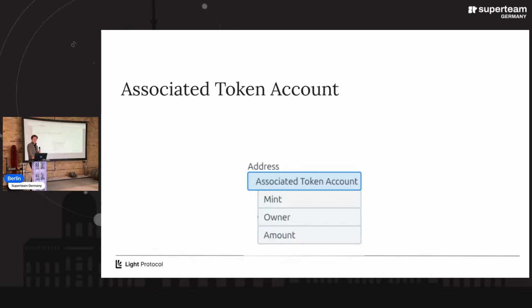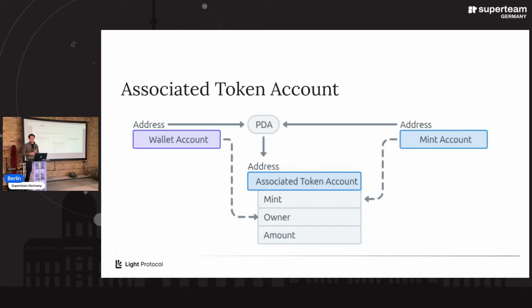Now, the associated token account has a similar layout to the wallet account which we saw earlier. It has a mint. The mint is another account, for example, if you have a token like USDC or similar, and you have the owner and the amount, of course. And the cool thing about the associated token account is it always tells the sender where to send their tokens. So you have this deterministic derived address, which always gives the same result if you use the same wallet and the same mint address.